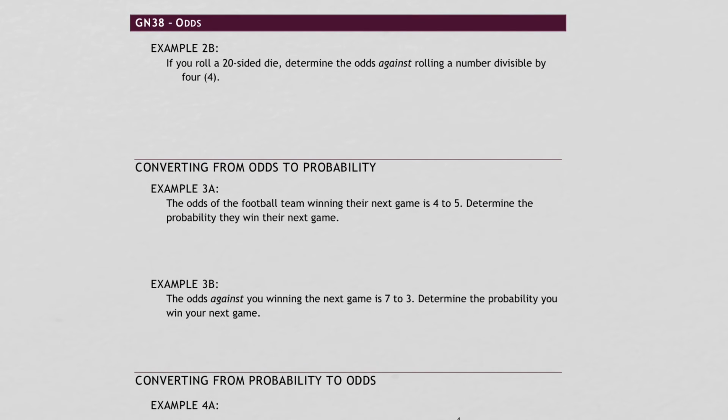If you roll a 20-sided die, determine the odds against rolling a number divisible by 4. So the odds against a number divisible by 4 would be the probability of rolling a number that's not divisible by 4, because we're doing against, divided by the probability of a number that is divisible by 4.